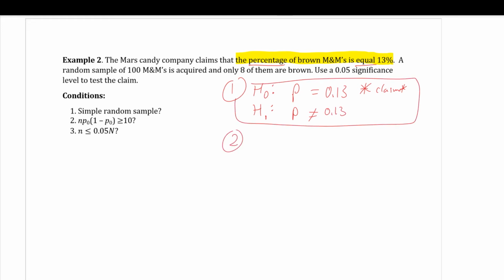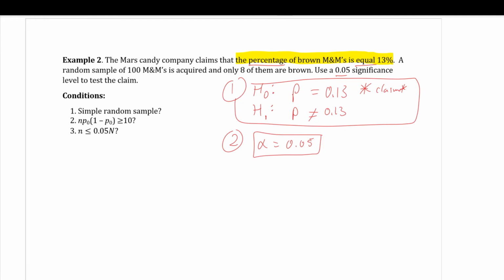Step 2 is just identifying our alpha, our significance level. They said it's 0.05. Again, that's the willingness of being wrong in our decision. We're willing to be 5% wrong. Now that we know the P, if we can figure out what the N is, we can figure out if the conditions are met.